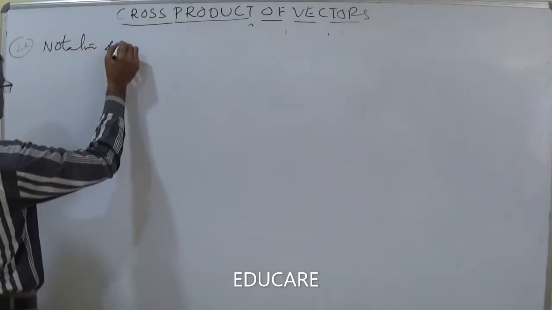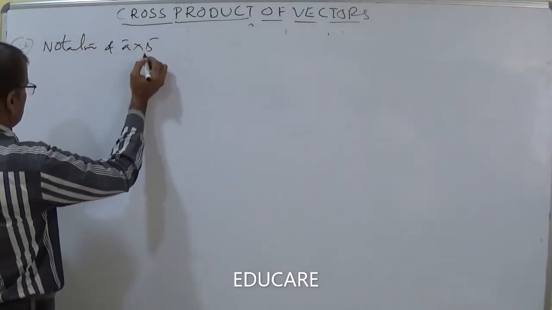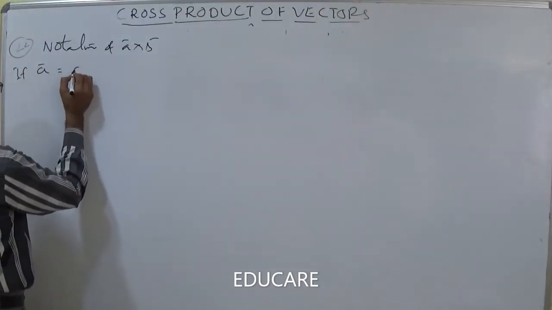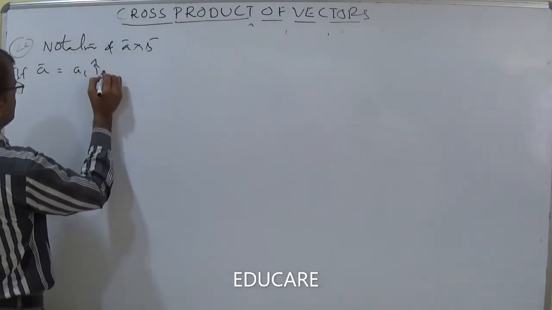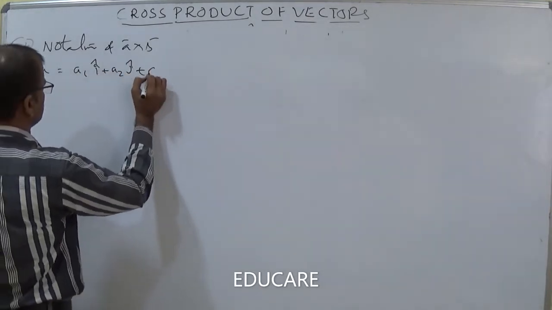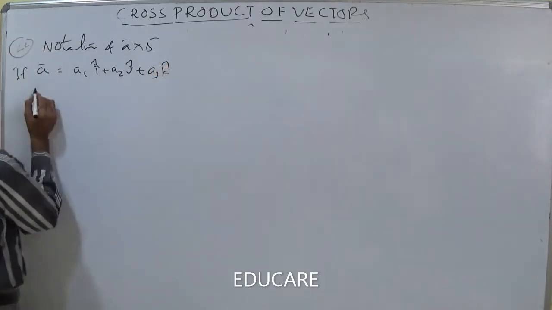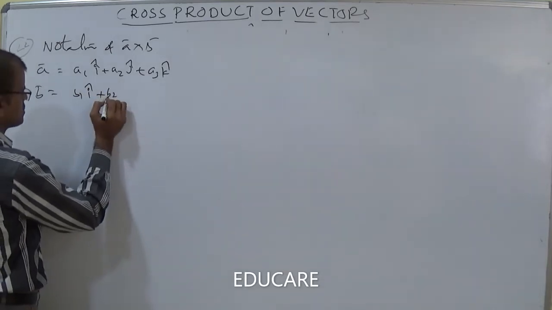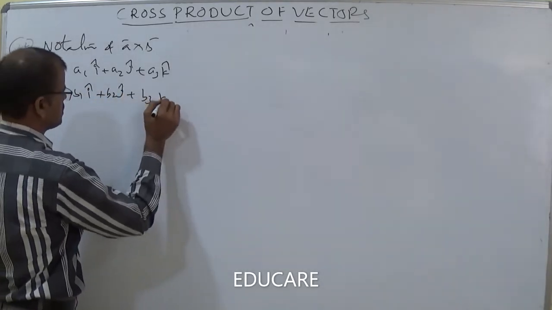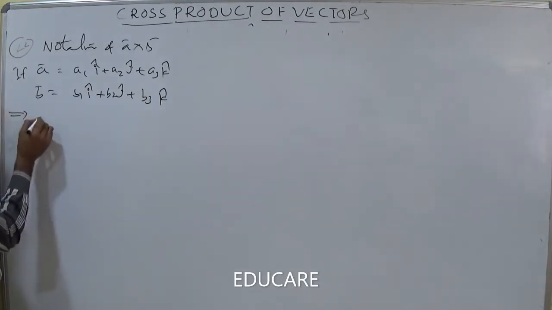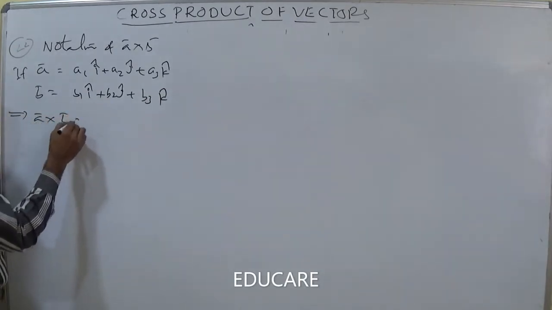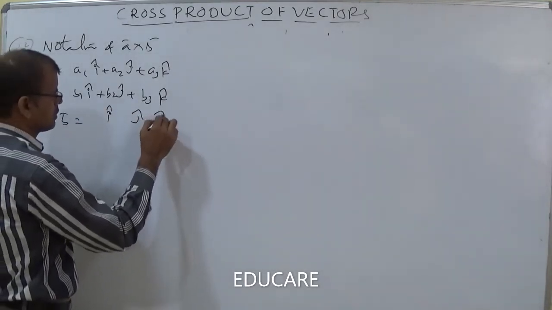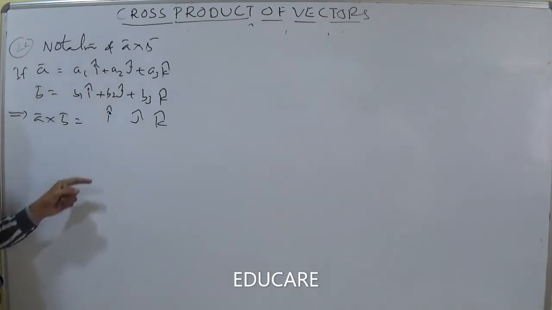Notation of A bar cross B bar. A bar cross B bar is equal to, if A bar is equal to A1 I bar plus A2 J bar plus A3 K bar, and B bar is equal to B1 I plus B2 J plus B3 K, that implies A bar cross B bar you can find using the determinant method. Without the determinant also we can calculate directly.